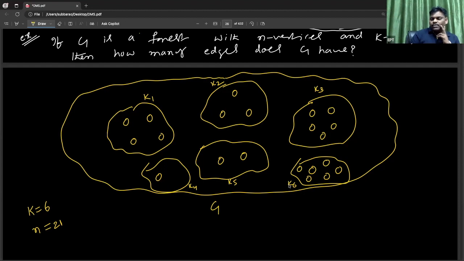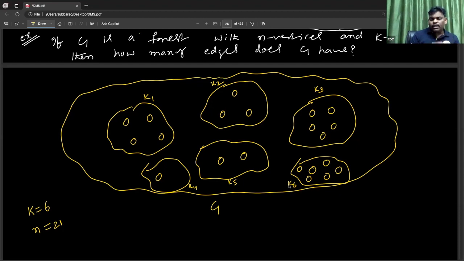K value 6, n is equal to 21. Everything is ready. Please give the answer. Is G a disconnected graph or is G a forest? Very interesting thing. Try to catch this point. G is a forest or G is a disconnected graph? G is a forest or not?